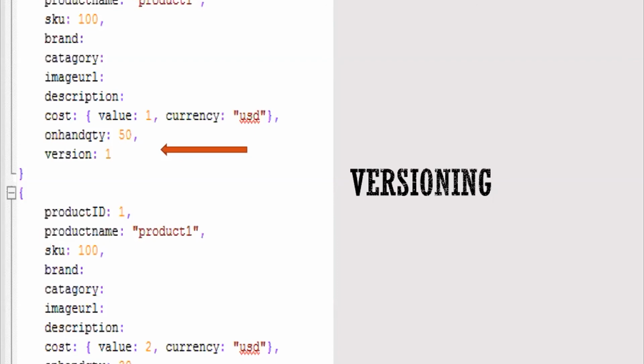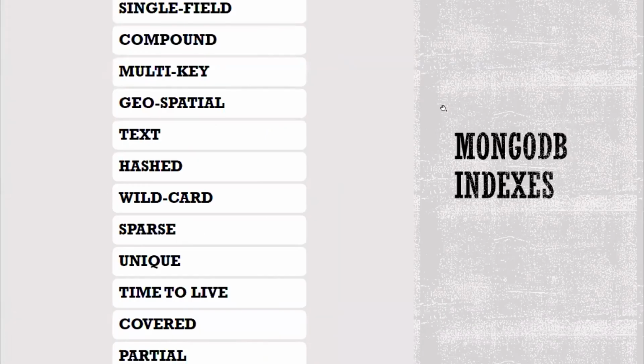Okay, sure. Versioning is another consideration. When you have too many records growing up, you can version. And then let's look at MongoDB indexes. So let us look briefly at optimizing indexes.